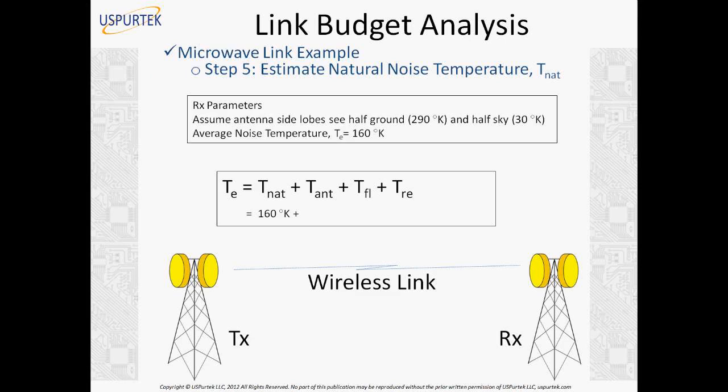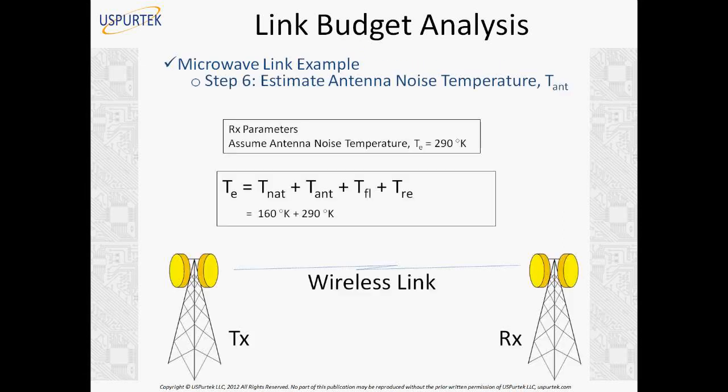Now we estimate the natural noise temperature. Here we assume that the antenna, if you look at the tower, the dish is vertical, but it's looking at two side lobes. One side lobe is looking at the ground, and the other side lobe is looking at the sky. So we take the ground temperature as 290 K and the sky as 30 K. We take the average, which is 160 K. That is the average natural noise temperature here, 160 K. For the antenna temperature, we are assuming it's 290 K, unless otherwise specified in the antenna specifications.